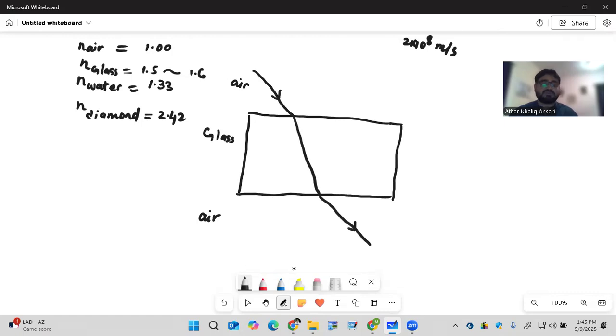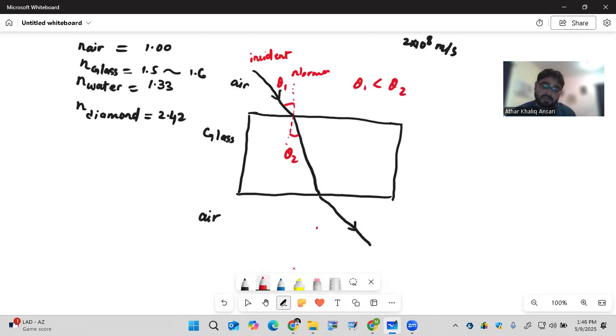So whenever you have a ray of light coming, for example, this is the incident ray. This incident ray makes an angle, let's say theta 1, to the normal. This is the red line that I am showing, the normal. This angle is the refracted angle, that is theta 2. So it is very obvious that theta 1 will be greater than theta 2 when light enters from air to the glass.